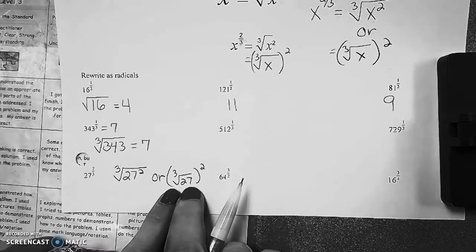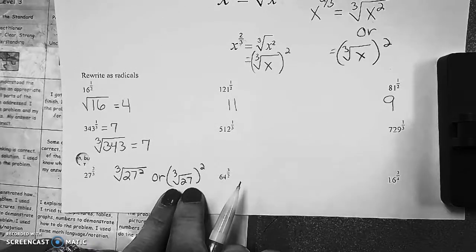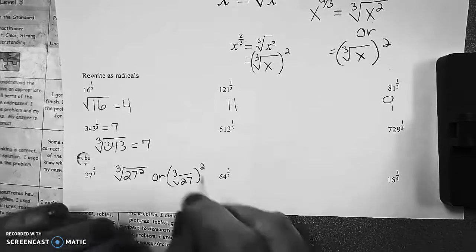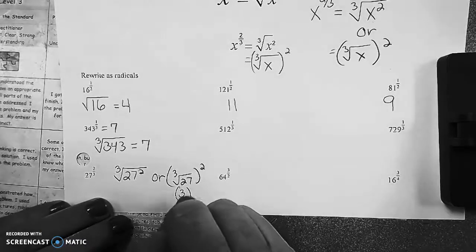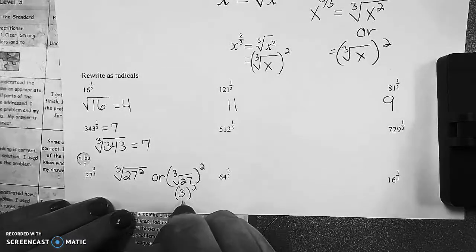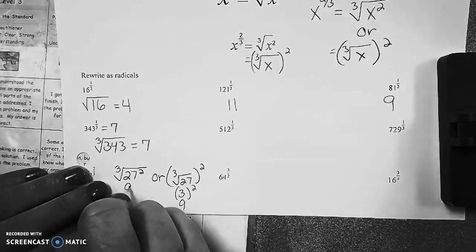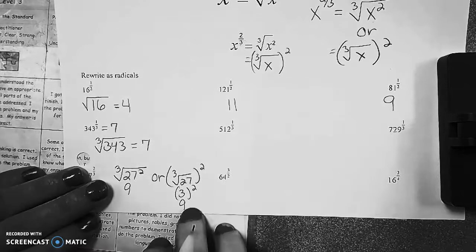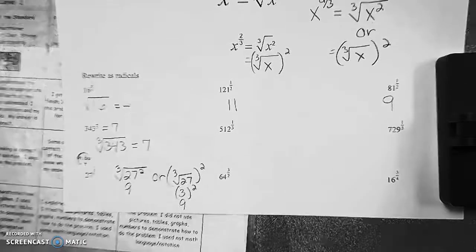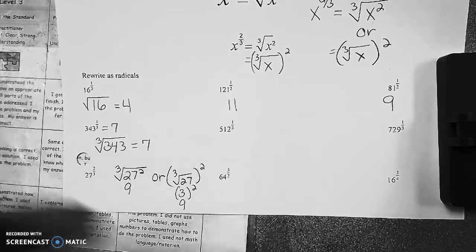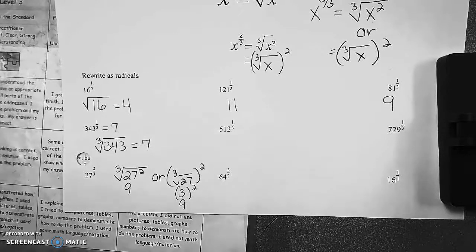Now, which one's going to be most beneficial to us? Well, this second one is actually most beneficial because you know the cubed root of 27, that's 3. And then 3 squared is 9. That's the value of this as well. I mean, this is equivalent to 9. It's just much easier to simplify by writing this the second way. So in saying that, let's look at this next example.